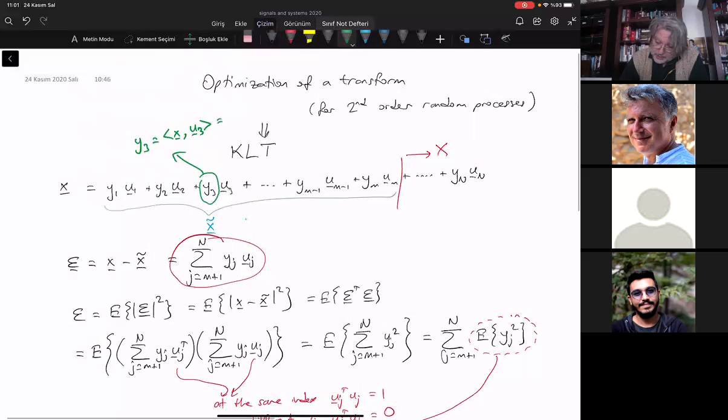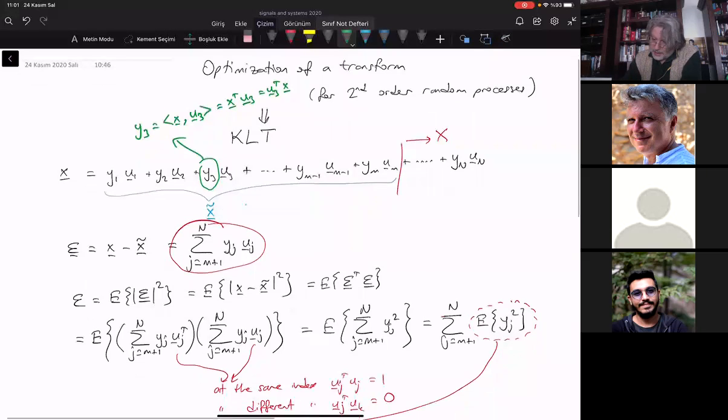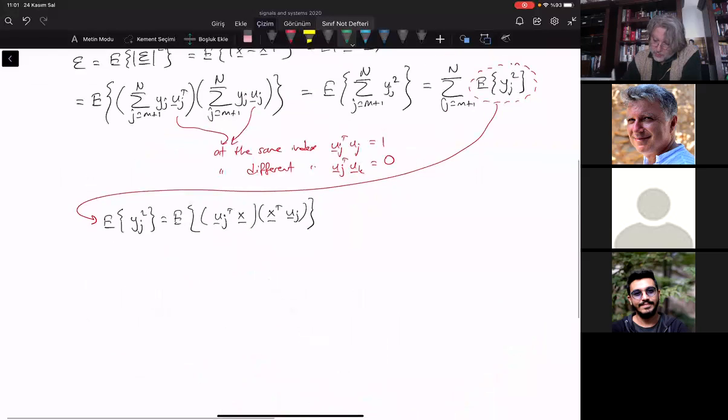And it can be written as x transpose u3, which is the inner product, or u3 transpose x. You can also write it like this. Both of them are equivalent inner product terms. So y3 is x transpose u3 or u3 transpose x. So yj is uj transpose x or x transpose uj.